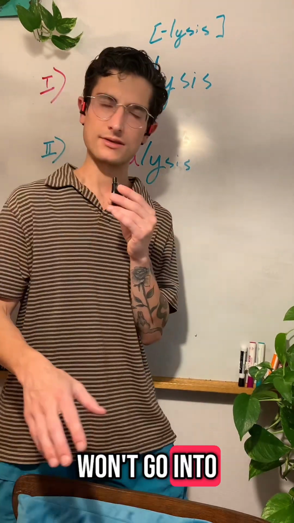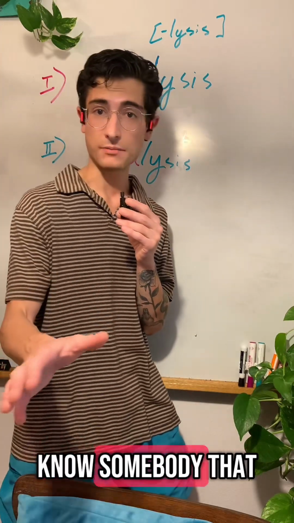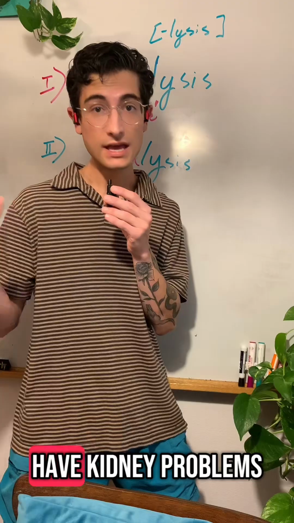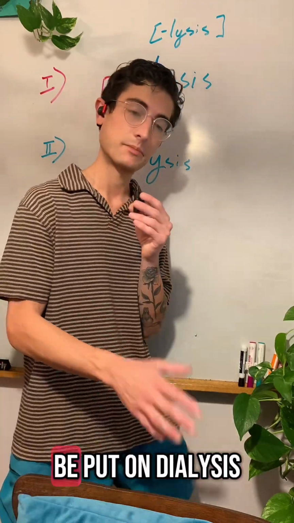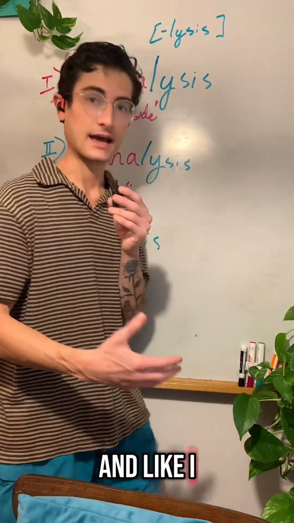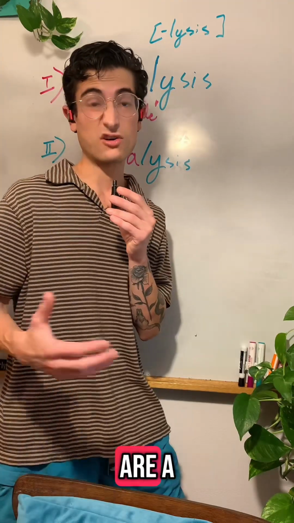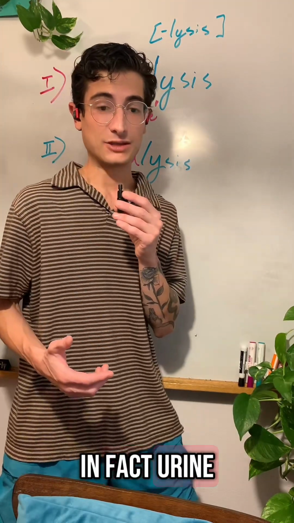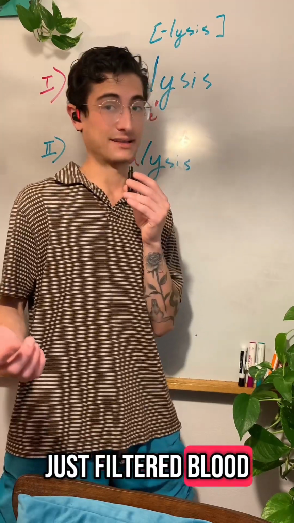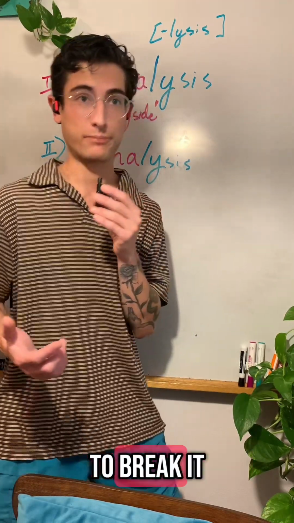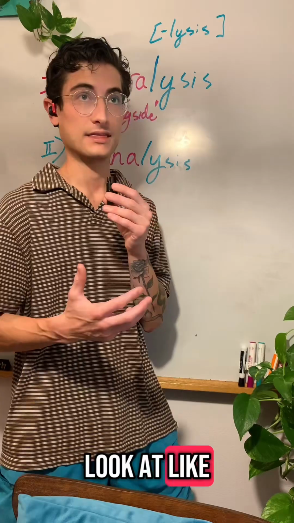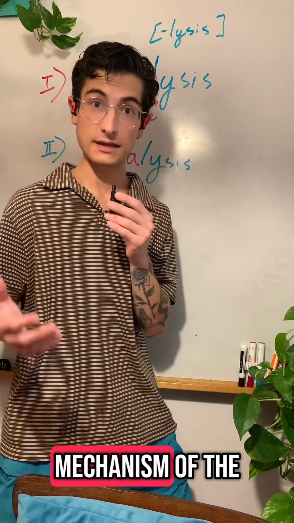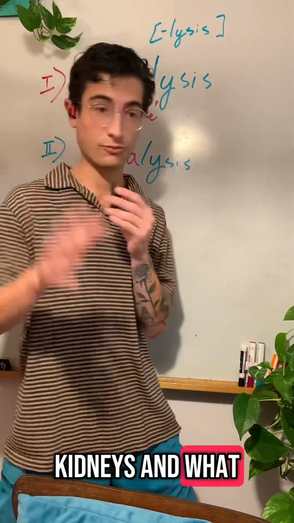And I won't go into that other than that, but maybe you know somebody that is diabetic and also has to be on dialysis. There are other people that just have kidney problems in general that have to be put on dialysis. And like I said, the kidneys are kind of a filtration system. In fact, urine is kind of just filtrated blood. I mean, if you really were to break it down and look at the whole process and the mechanism of the kidneys and what ends up happening.